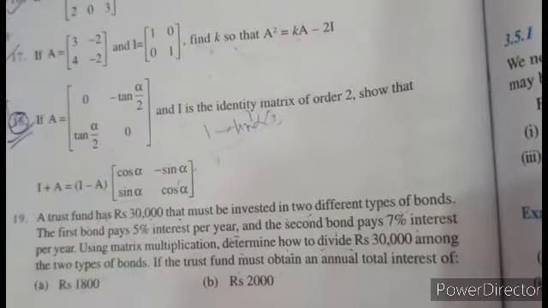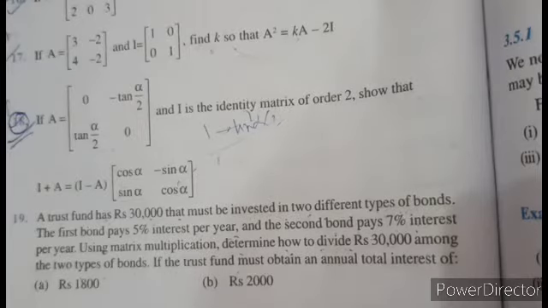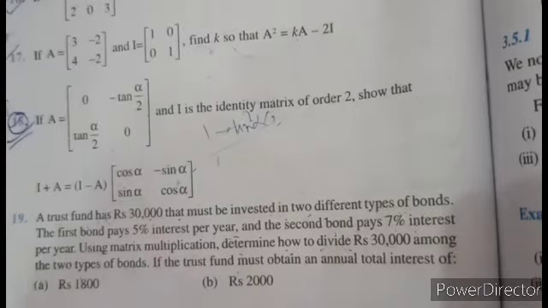In question number 19, a trust has rupees 30,000 that must be invested in two different types of bonds. The first bond pays 5% interest per year, and the second bond pays 7% interest per year. Using matrix multiplication, determine how to divide rupees 30,000 among the two types of bonds if the trust fund must obtain an annual total interest of rupees 1800.